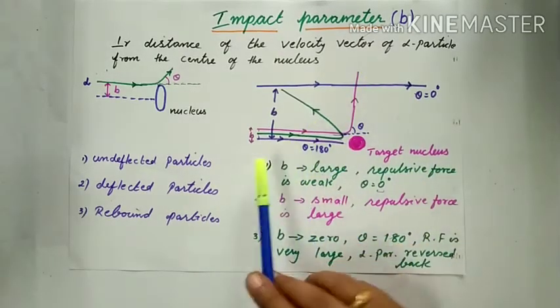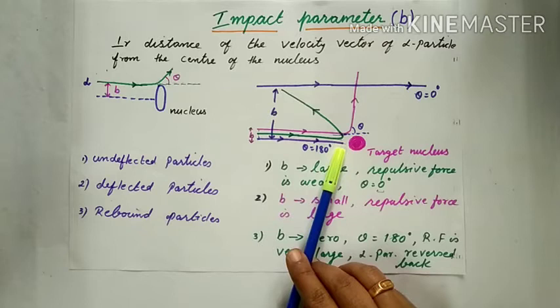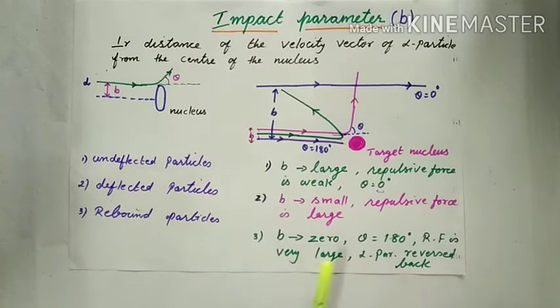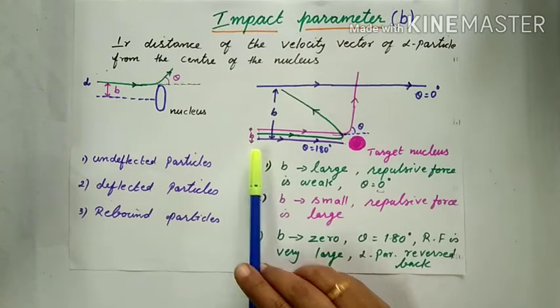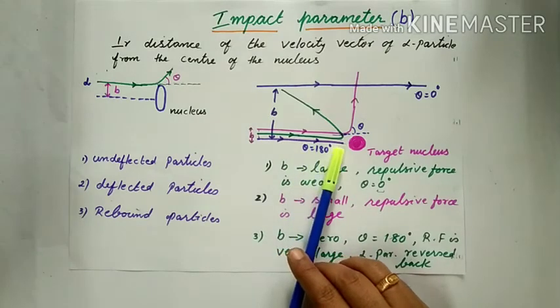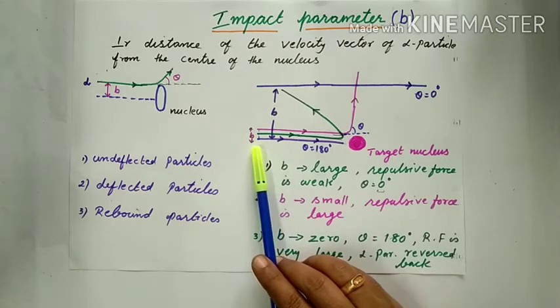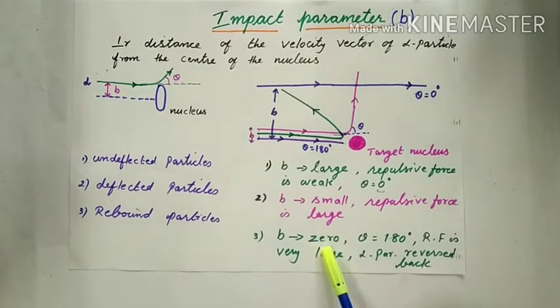And in the third case, the alpha particle, when it reaches the center of the nucleus, due to high repulsive force, rebounds with an angle of 180 degree. So in this case, what is the value of b? b equal to 0, because the alpha particle reaches the center of the nucleus. So the perpendicular distance from the center of the nucleus for the rebound particle is equal to 0. In this case, the scattering angle theta equal to 180 degree.